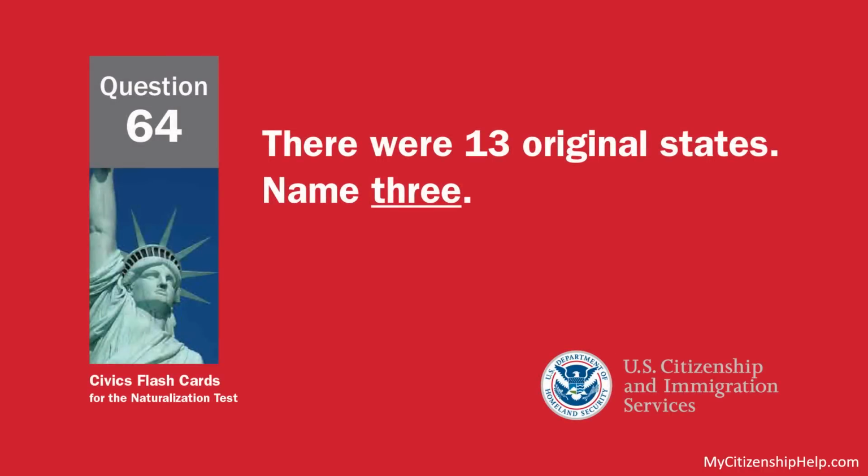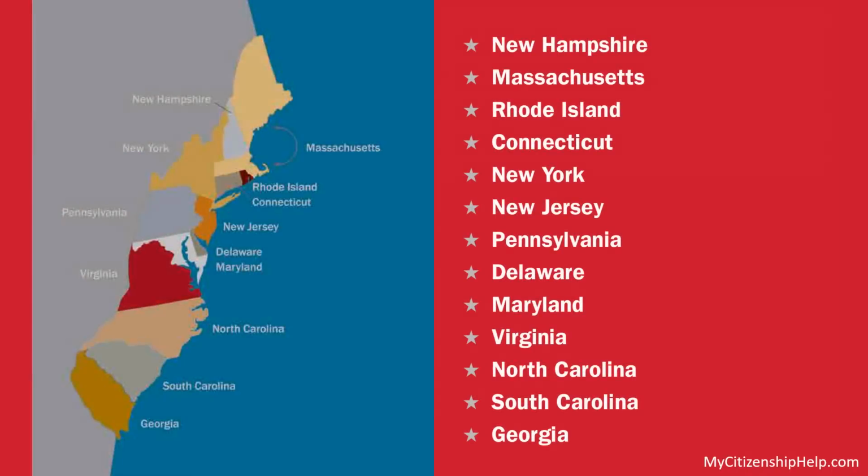There were 13 original states. Name 3. New Hampshire, Massachusetts, Rhode Island, Connecticut, New York, New Jersey, Pennsylvania, Delaware, Maryland, Virginia, North Carolina, South Carolina, Georgia.